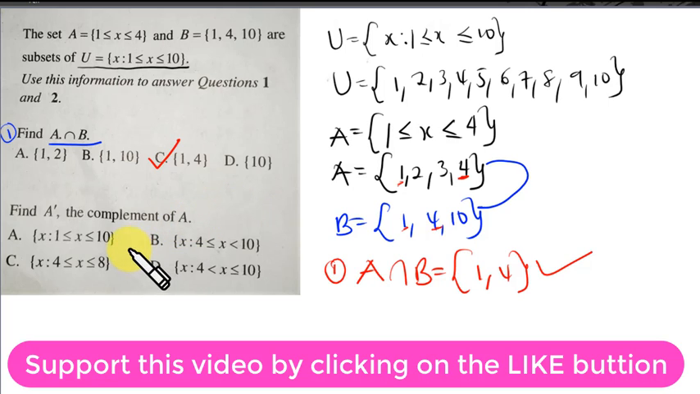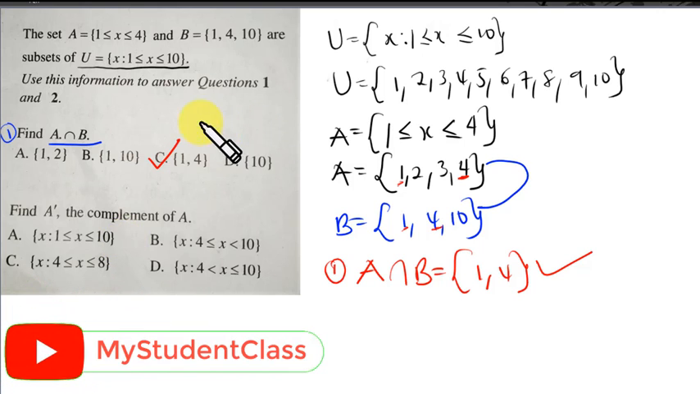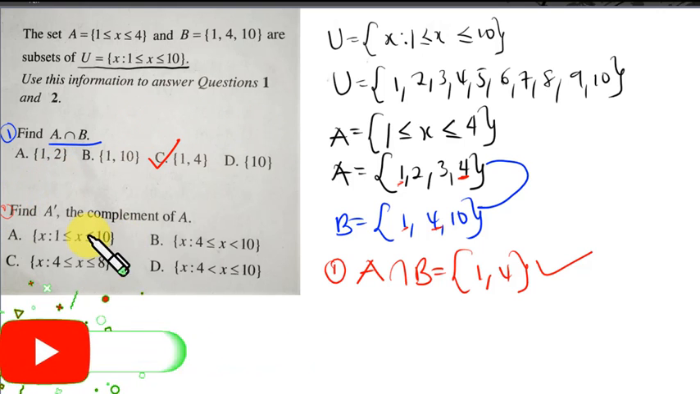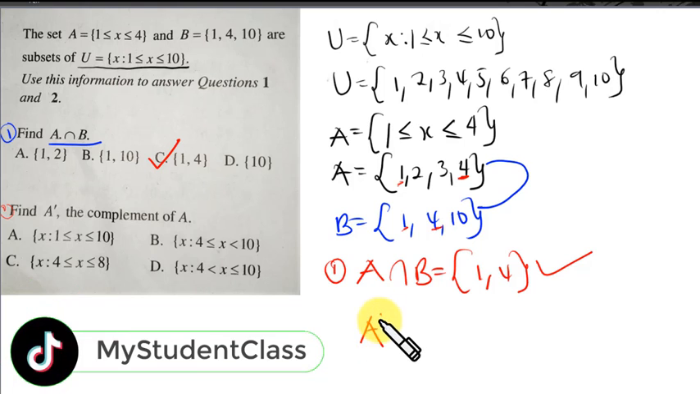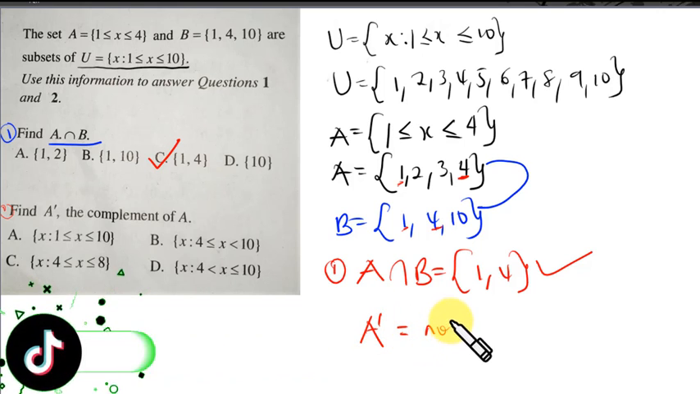That is the set of elements that are found in A and B. Now I go to the number 2. It says find A complement. Now A complement simply means not A.